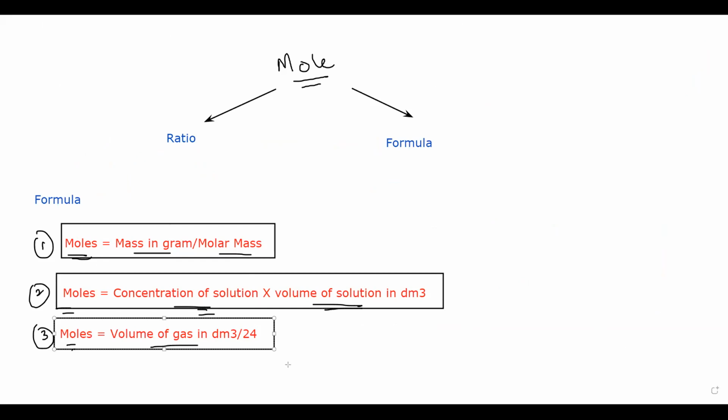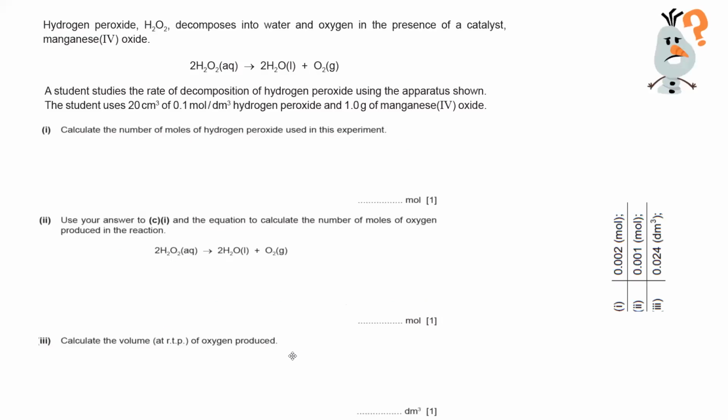As you can see in the first part, they're asking to calculate the number of moles of hydrogen peroxide. Hydrogen peroxide is H2O2. So we have to find what is given to us. When you read the question, a student studies the rate of decomposition of hydrogen peroxide and he uses 20 cm cube. So he has the volume of hydrogen peroxide, which is 20 cm cube. But we have to convert all the volumes to dm cube, so it will be divided by 1000. So it will be 0.02 dm cube.